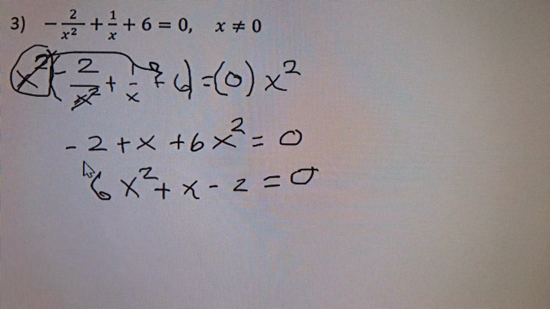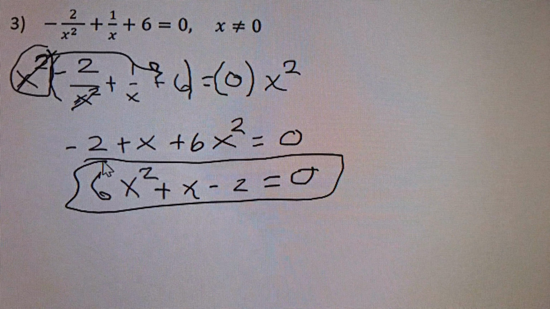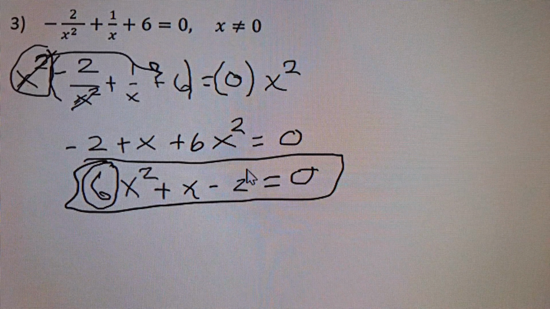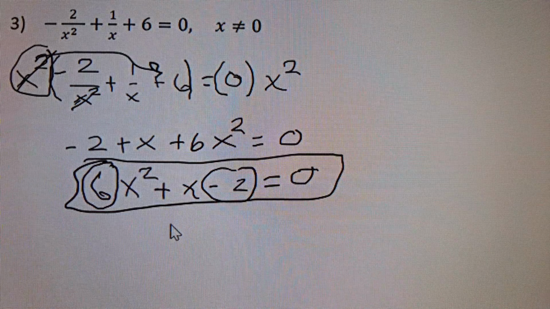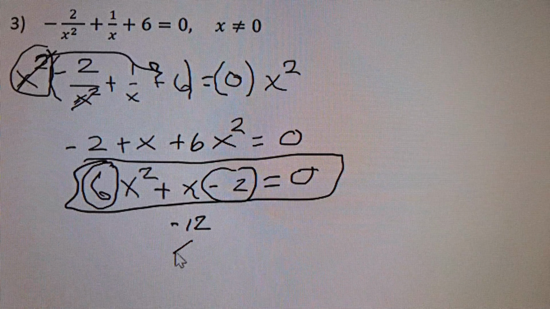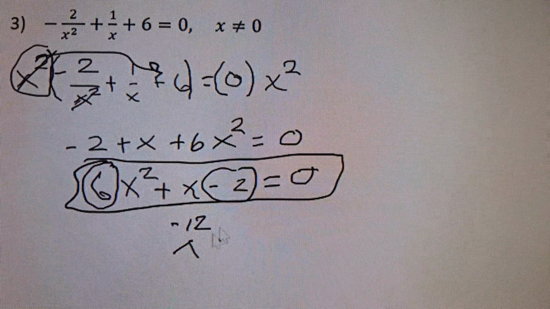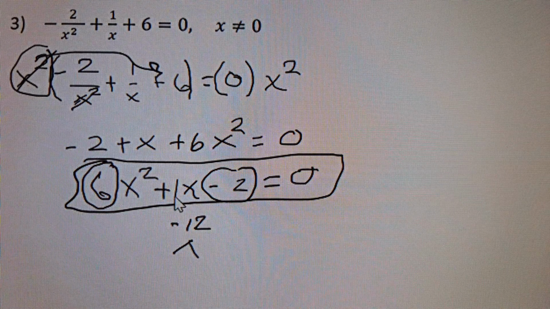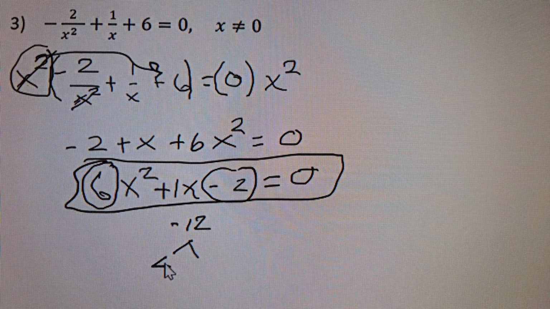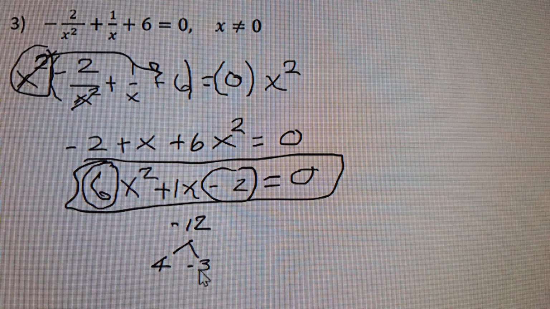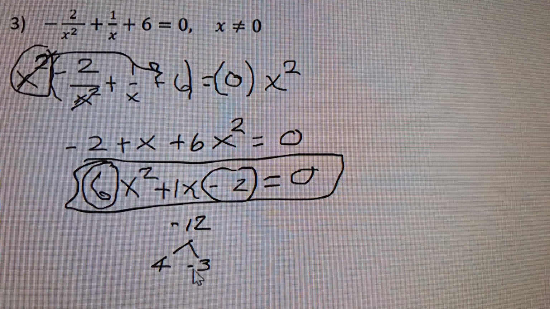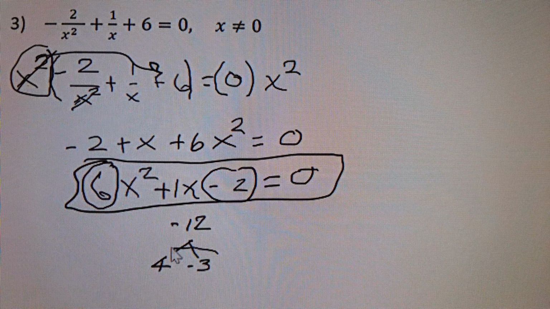Now we have it in standard form, don't we? Well, let's see. Multiply 6 times minus 2. That would give you minus 12, wouldn't it? What are the factors of minus 12 that when we add them give you 1? Well, how about, say, 4 times minus 3? Would that give you minus 12? Yes. And when we add them, 4 minus 3 gives you 1. So we're going to be using those factors.